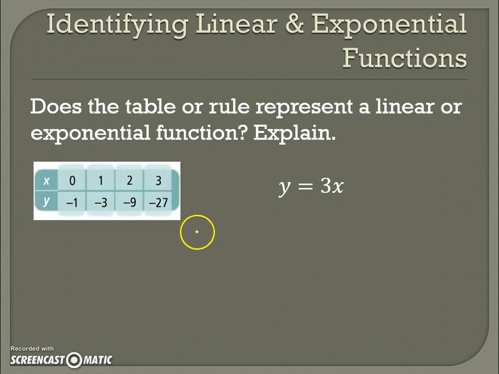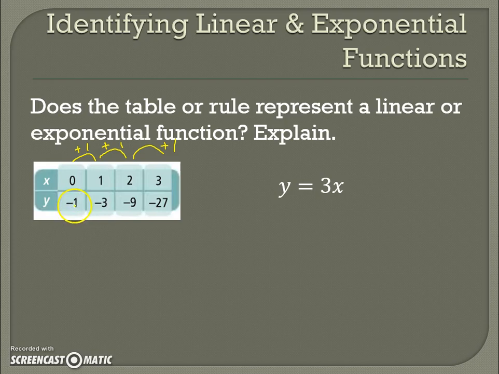Okay, so identifying linear and exponential functions says, does the table or rule represent a linear or exponential function? What we're looking for is something that's consistent throughout the way the x changes and the y changes. So here we can see that the x's are increasing by 1. Down here, okay, so this would be minus 2, then minus 6, and then minus 18. Okay, so that's not going to work.